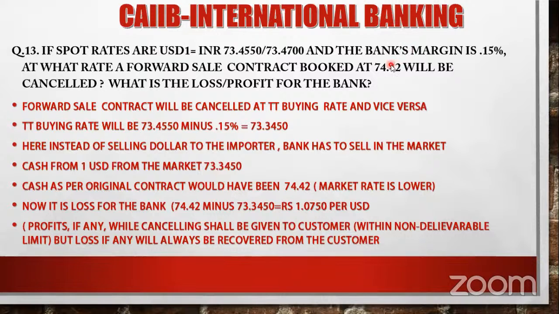Now, he is an importer. Instead of selling to the importer, you are selling in the interbank market. The interbank market is giving you less value per dollar, so the bank is now facing a loss. Had we sold to the importer, we would have got 74.42 per dollar. By selling in the market, we are getting less value. That results in a loss for the banker.